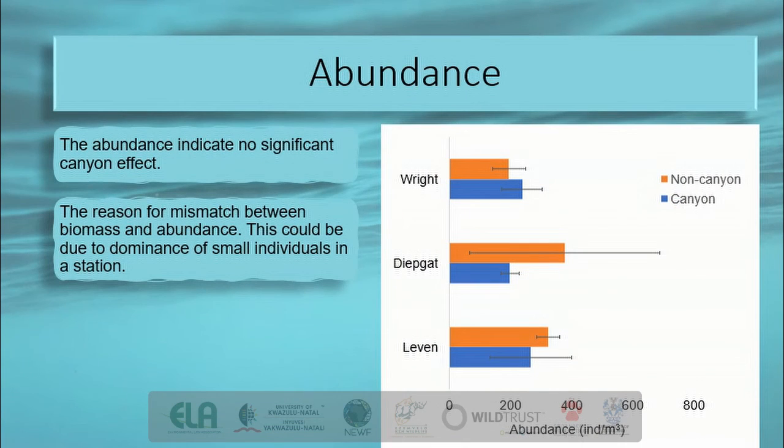Abundance showed a different trend from the biomass and biovolume. We didn't find any significant canyon effect, and I think the reason for the mismatch in the abundance and biovolume and biomass is because of a high occurrence of small individuals but in very large numbers in the non-canyon stations.